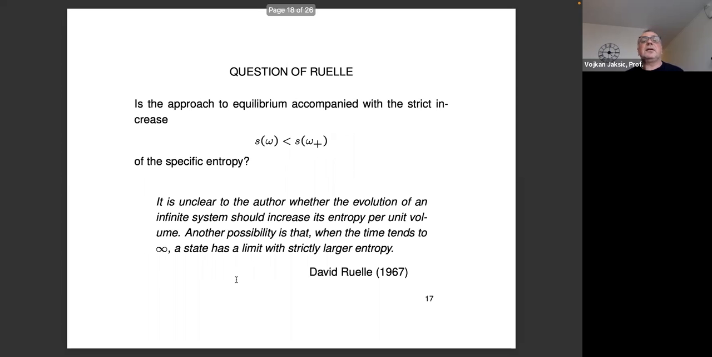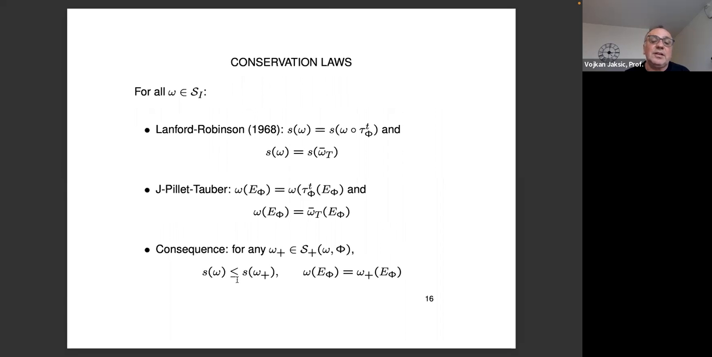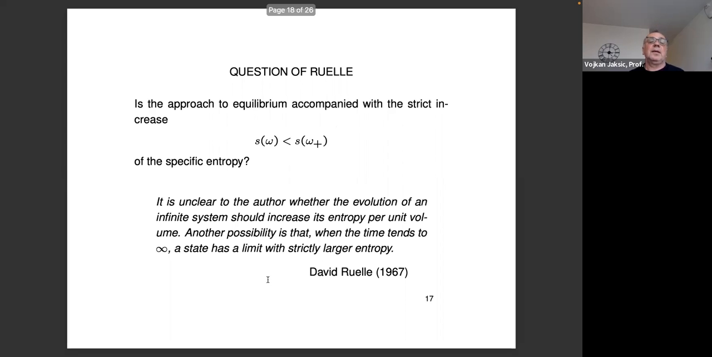And so here comes the point, the question that we ask ourselves as a first question of understanding approach to equilibrium, as a first question of getting any structural theory: is this approach to equilibrium in this sense accompanied by a strict increase of the specific entropy? Namely, whether we have strict inequality here, that S of omega is strictly less than S of omega plus. Now, this is a very natural question.